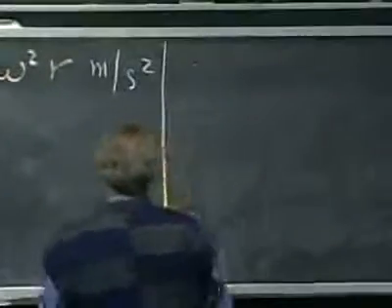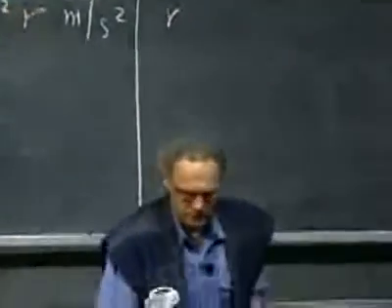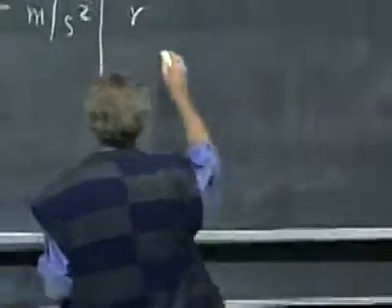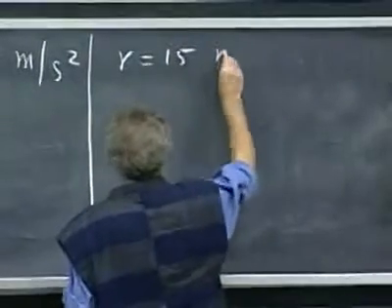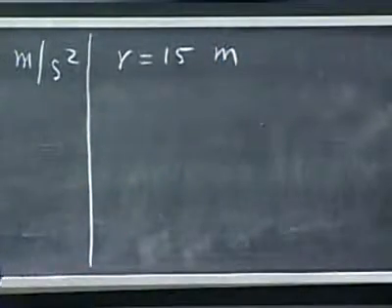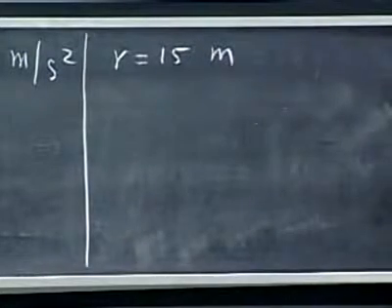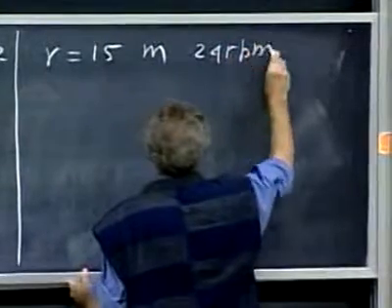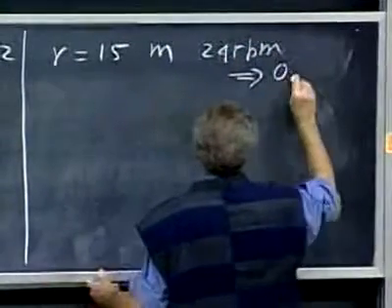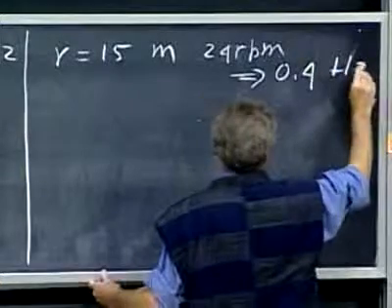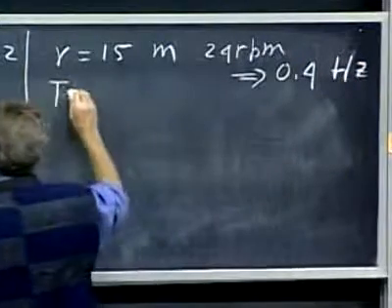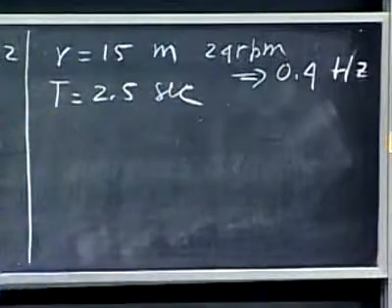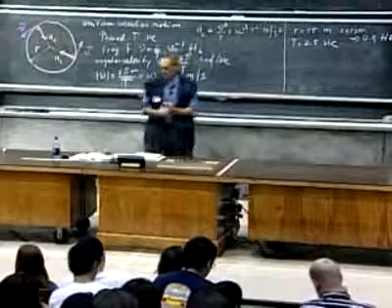The radius r, I'll give you light back, because it may be nicer for you. The radius is 15 meters. Depends, of course, a little bit on where the person is located in that sphere. It goes around 24 revolutions per minute, and that translates into 0.4 Hertz. So the period to go around for one rotation is 2.5 seconds. The thing goes around once in 2.5 seconds.